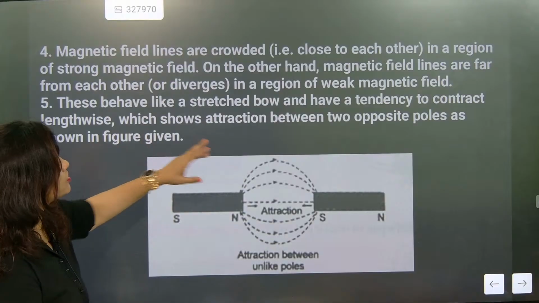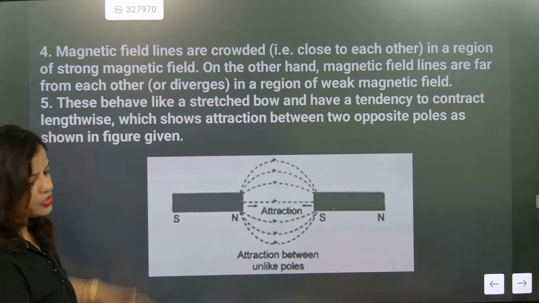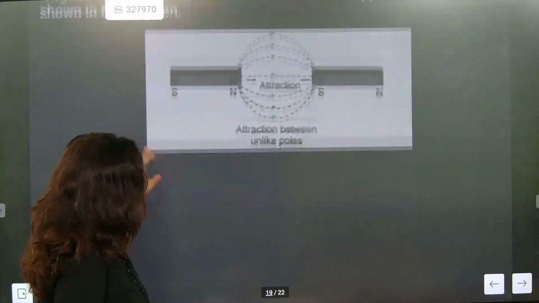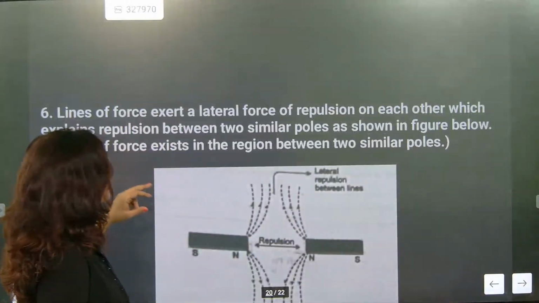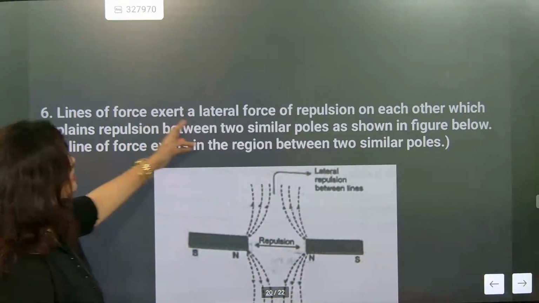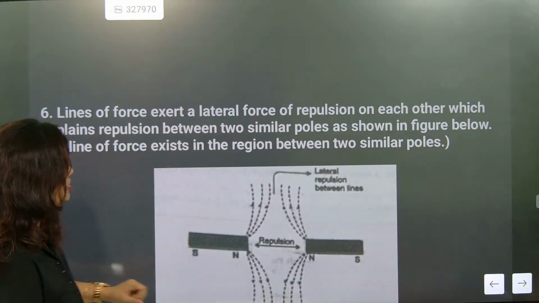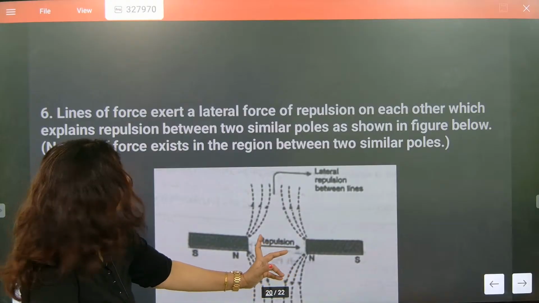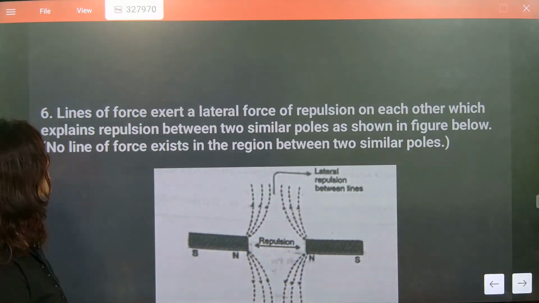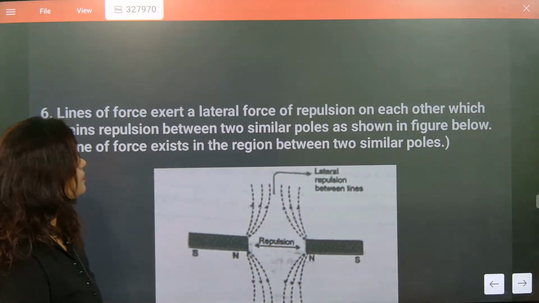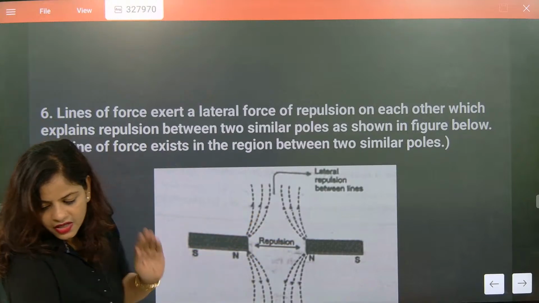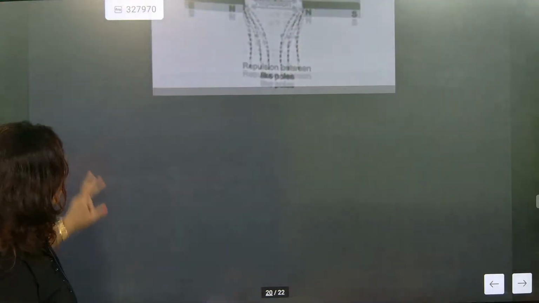This shows attraction between two opposite poles. So can you see this? This is the part we have already discussed. Now this is repulsion. Lines of force exert a lateral force of repulsion on each other. Can you see the lateral force of repulsion on each other? Similar poles will be repelling each other because the magnetic field lines will not intersect. That's another important point to be noted.